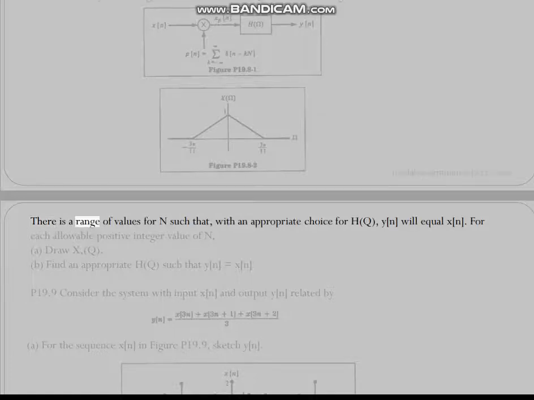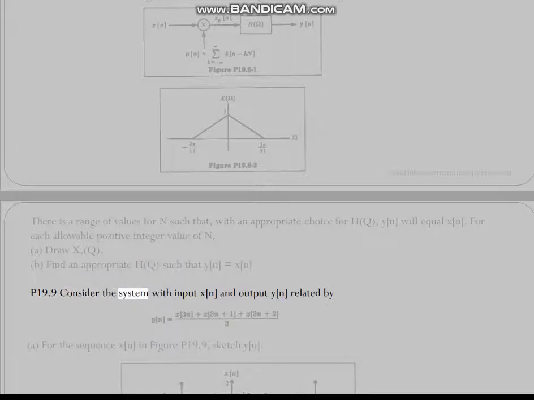There is a range of values for n such that, with an appropriate choice for h[n], y[n] will equal x_c[n]. A. For each allowable positive integer value of n, draw X(e^jω). B. Find an appropriate h[n] such that y[n] equals x[n].